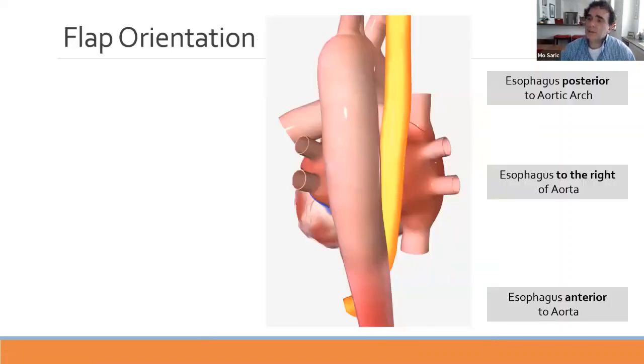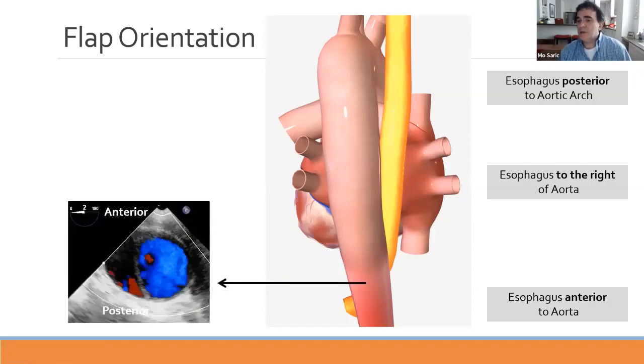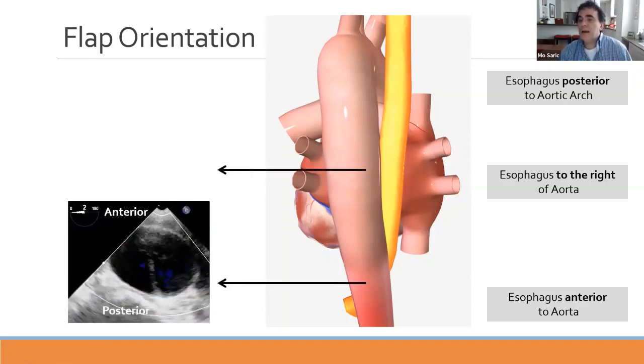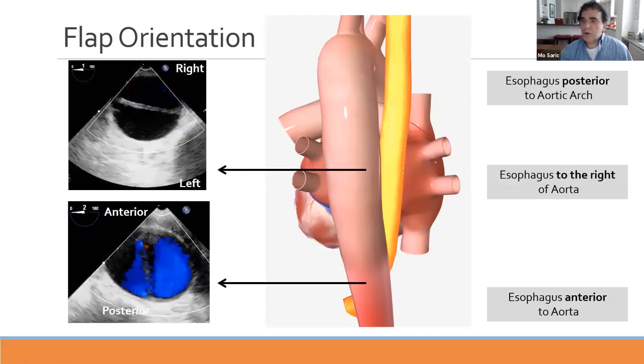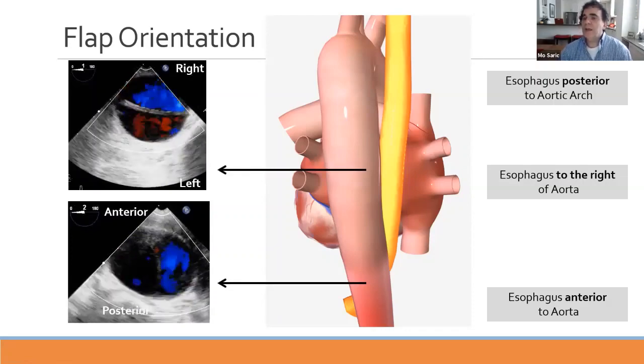And then going back to orientation between the esophagus and the thoracic aorta, we have to remember that in the distal aorta, the esophagus is anterior to the aorta. In the mid-esophageal view, the esophagus is to the right of the aorta, and in the proximal portion, the esophagus is posterior to the aortic arch. So while the aorta is stationary and has the same path, the esophagus swirls around the aorta, and that gives the illusion of a spiral motion of the flap, depending on where we acquired the image.